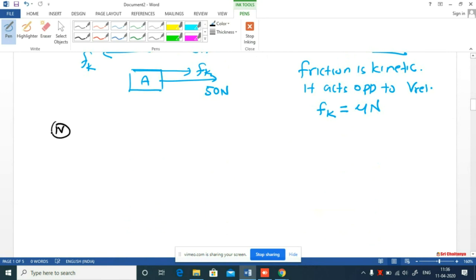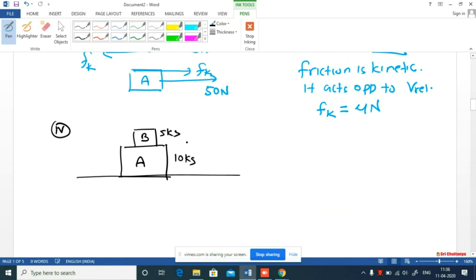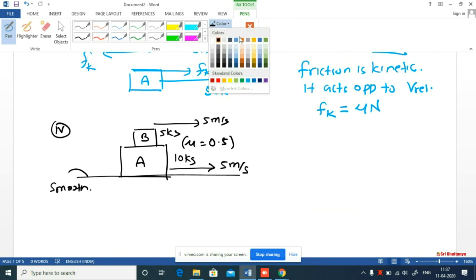So the fourth one, A, B. I'll use the same data again, 10 kg, 5 kg, and here mu I am using 0.5. I am saying mu, it means both mu k and mu s are 0.5. This surface is smooth. Let us say A is moving with a velocity of 5 meter per second. B is moving with a velocity of 5 meter per second, and A is also moving with a velocity of 5 meter per second.